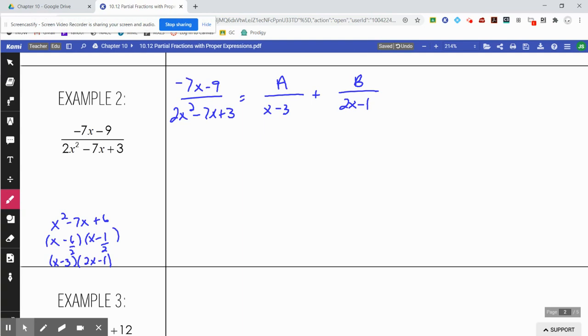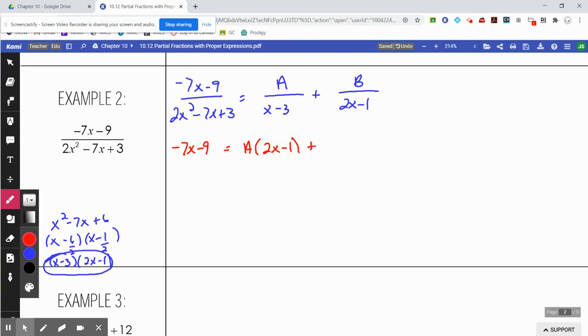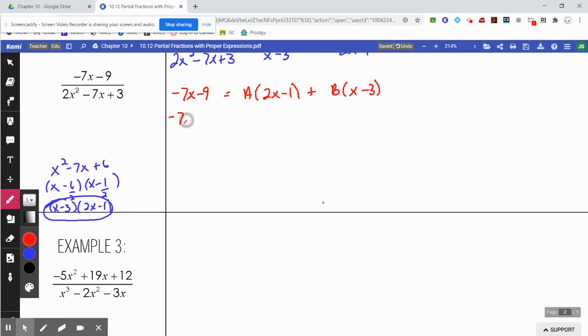Again, we're going to multiply through by our common denominator, which is always going to be right here. When you do that, you're left with negative 7x minus 9 over here. Your x minus 3's would cancel here, and would leave you with the A times 2x minus 1. Here, your 2x minus 1's would cancel and leaves you with B times x minus 3. Distributive property gives you 2A times x minus A plus Bx minus 3B.